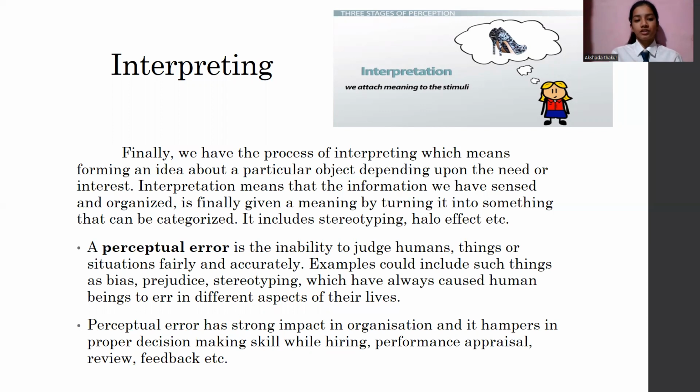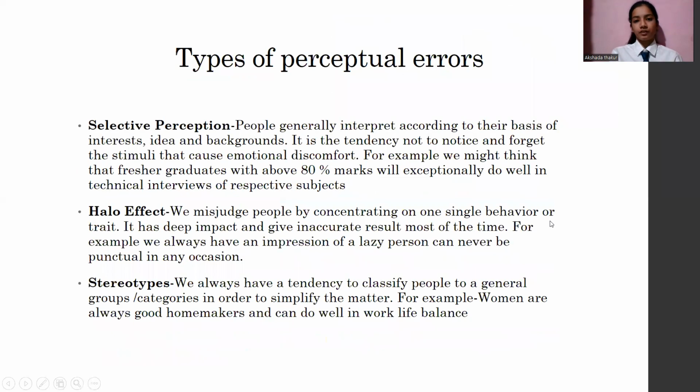Examples include such things as bias, prejudice, and stereotypes, which have always caused human beings to err in different aspects of their lives. Perceptual error has a strong impact on organizations and it hampers proper decision making while hiring, performance appraisal, review, feedback, etc.